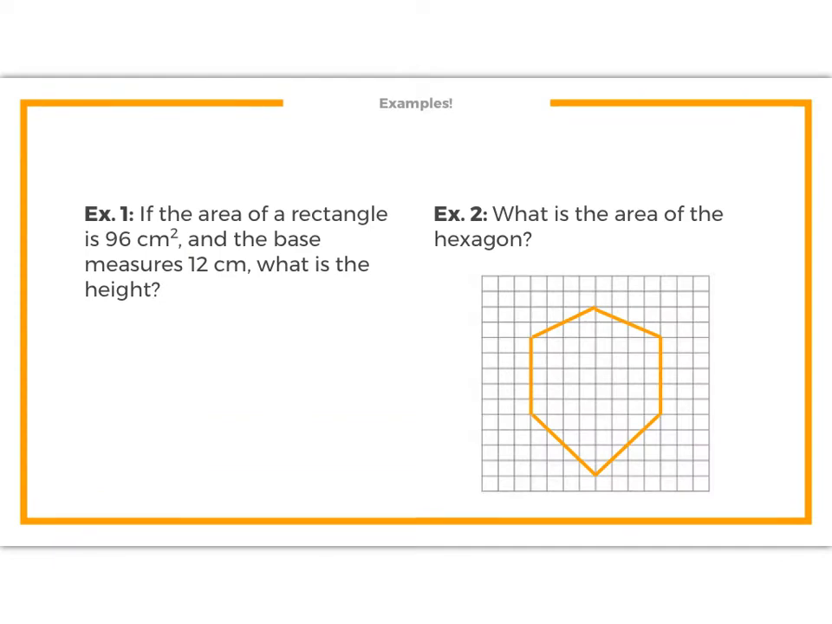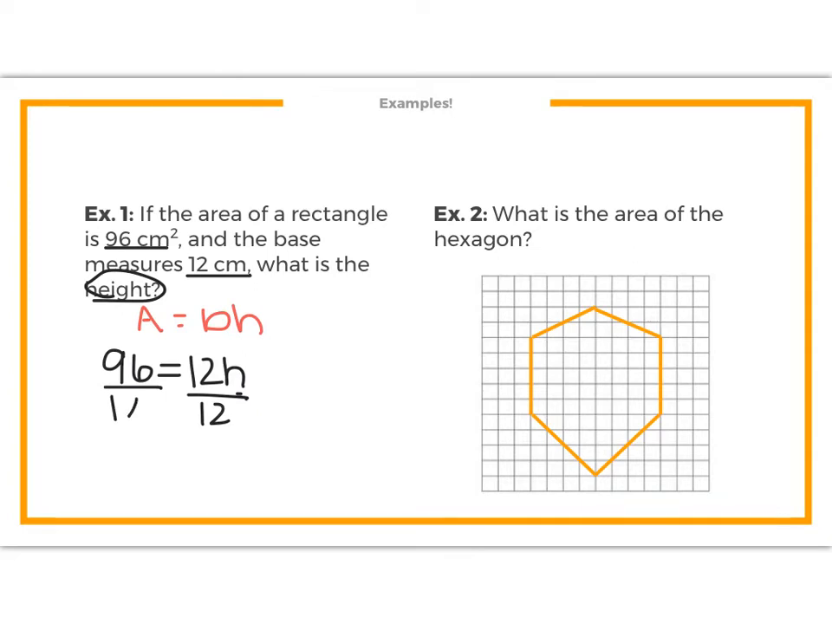To do an example, we're saying, hey, if the area of a rectangle is 96 centimeters squared, the base is 12 centimeters, we want to know what's the height. Our formula was just A equals B times H. I'm going to plug in the numbers I know. So A is 96. My base is 12. And I'm looking for my height. To get height by itself, I have to divide both sides by 12. And I do 96 divided by 12. You should get 8.